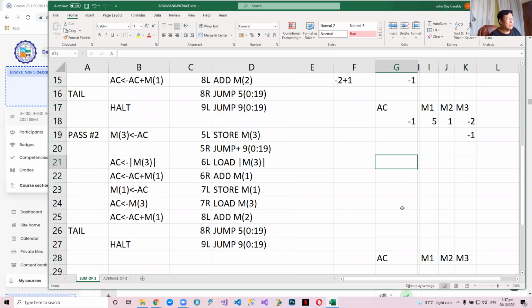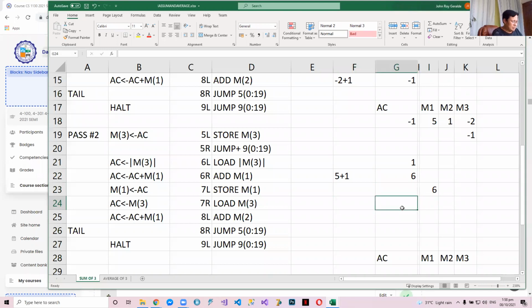We load, rather, absolute of M3. So M3 becomes 1. We add M1, so this becomes 5 plus 1. We follow, this becomes 6. Then we store it here as the answer. So this becomes 6. And then we compute the next addend, okay?